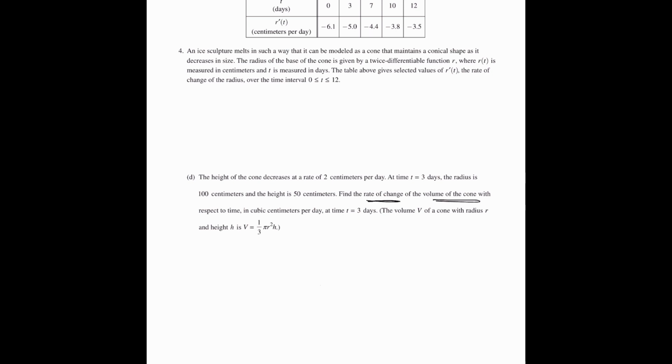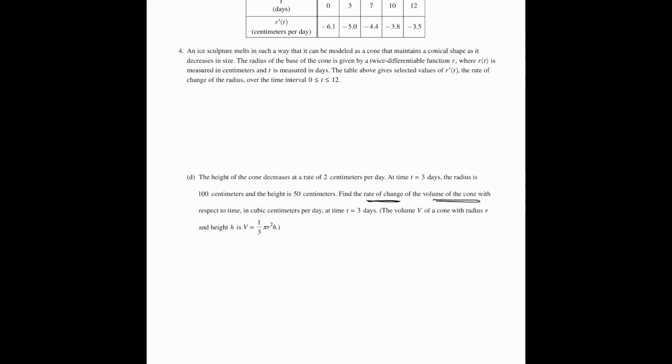This is basically a related rates question, and it says the height of a cone decreases at a rate of 2 centimeters per day. At time t equals 3 days, the radius is 100 centimeters and the height is 50 centimeters. Find the rate of change of the volume of the cone with respect to time in cubic centimeters per day at time t equals 3 days. And then they give you the equation for the volume of a cone. So I went ahead and underlined that we're going to be finding the rate of change of the volume of a cone with respect to time.